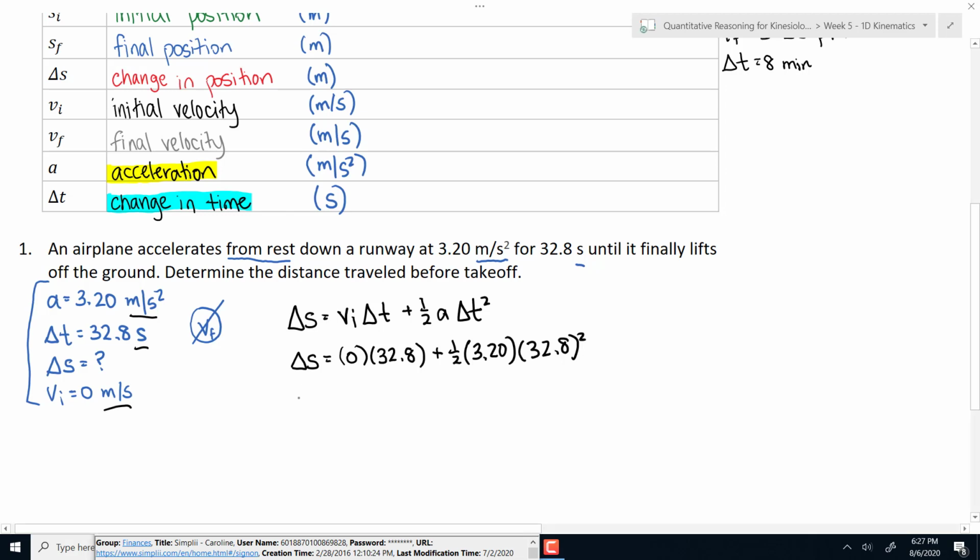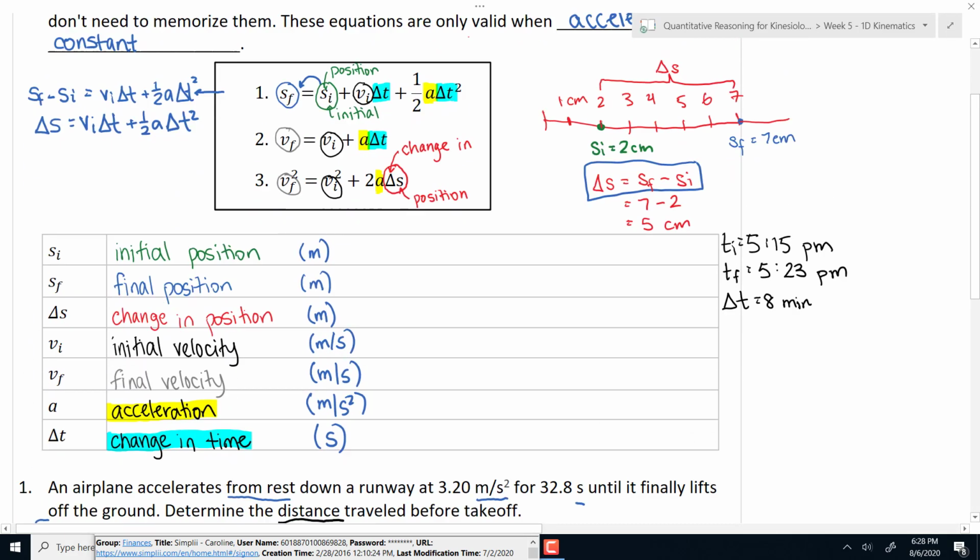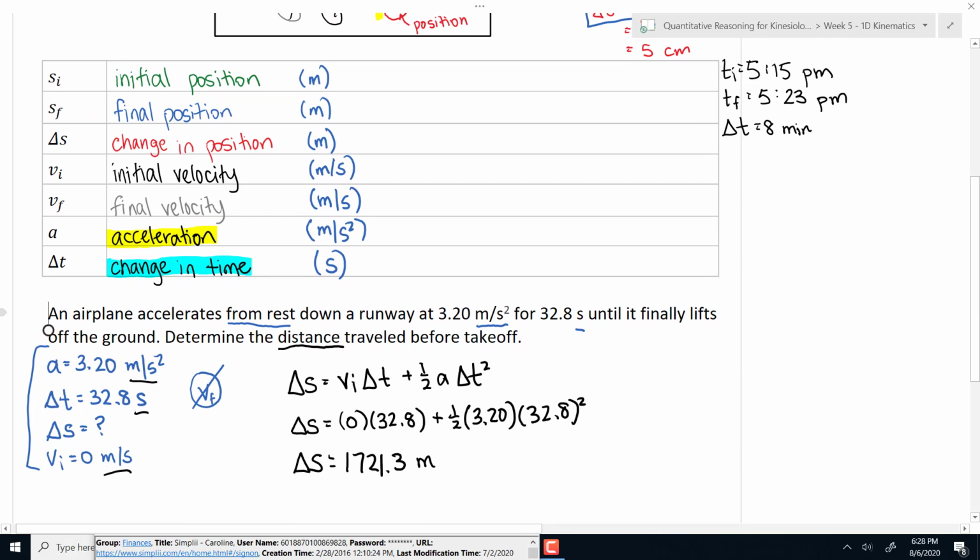And I get delta S is equal to 1721.3. And my units, delta S, is the distance traveled, so it would be meters. Okay, the question's asking for distance. Distance is a scalar quantity. I don't need to include a direction. And that's it. That was question 2. So I should change that. That should say question 2.